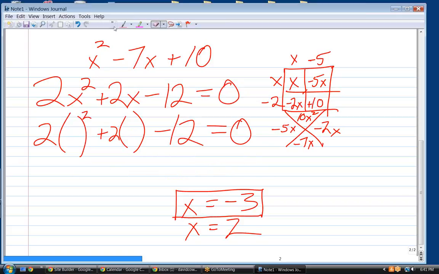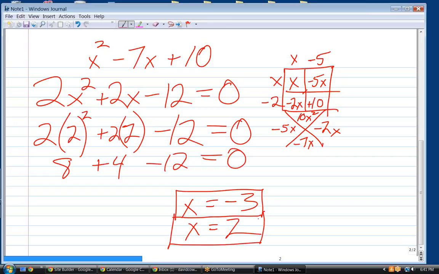What's the other solution? 2, so it would be 2 times 2 squared plus 2 times 10. And then that would be 4 times 2, which is 8, plus 4 minus 12 equals 0, which is true. So that one works also. Most of the time on quadratics, both solutions will work.